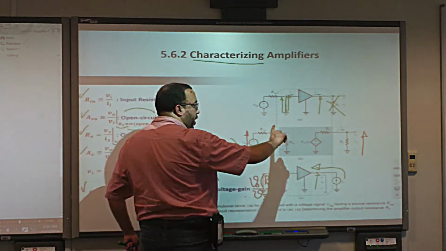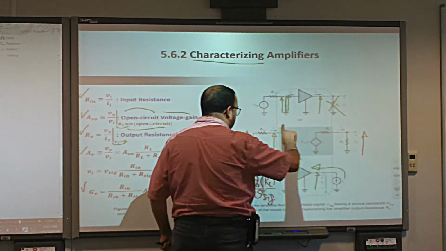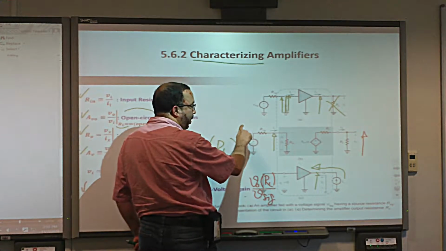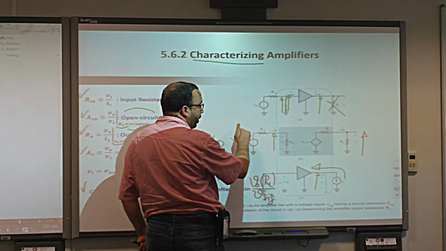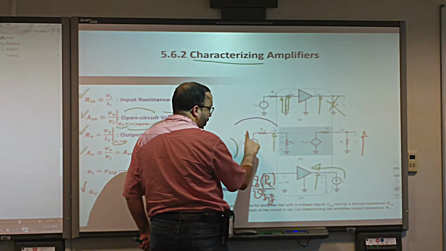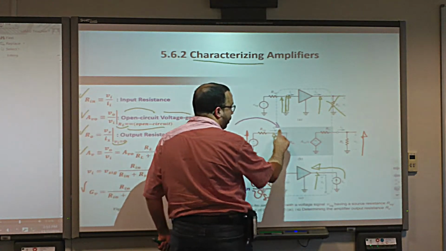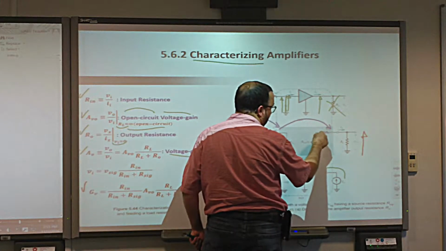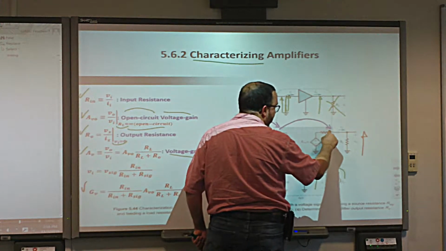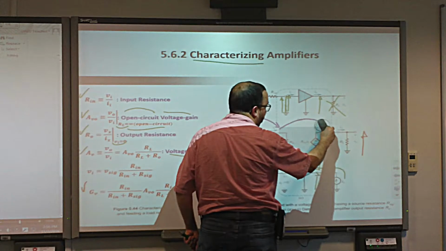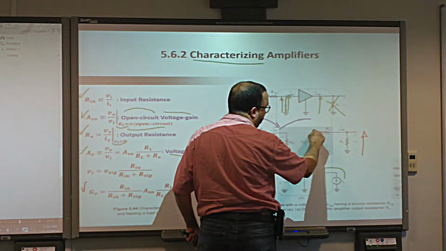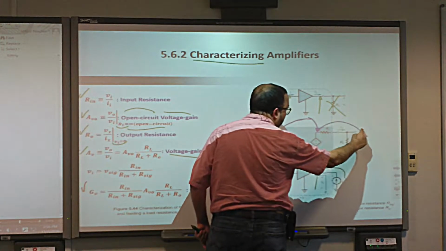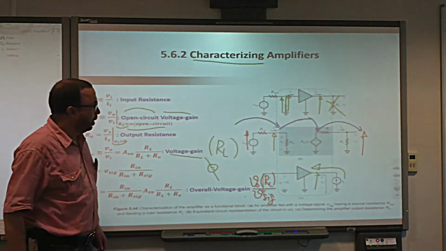So to find the overall voltage gain, I have to divide this voltage by this voltage, yes or no? Very good. So I have to define the transfer of the voltage from the signal to the input, and from here to this voltage, and then from here, because it has to be open, there will be no voltage drop across this. So I go until here, and then the voltage from here to this voltage.